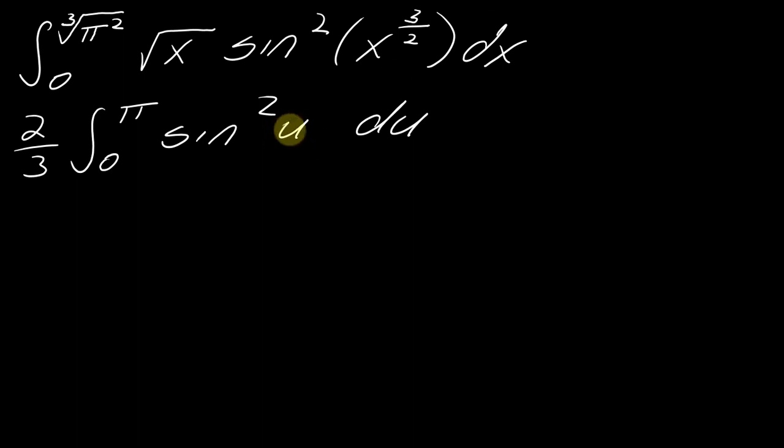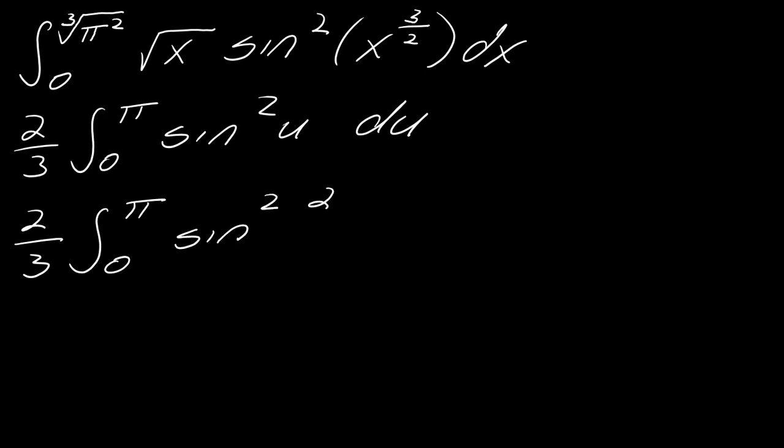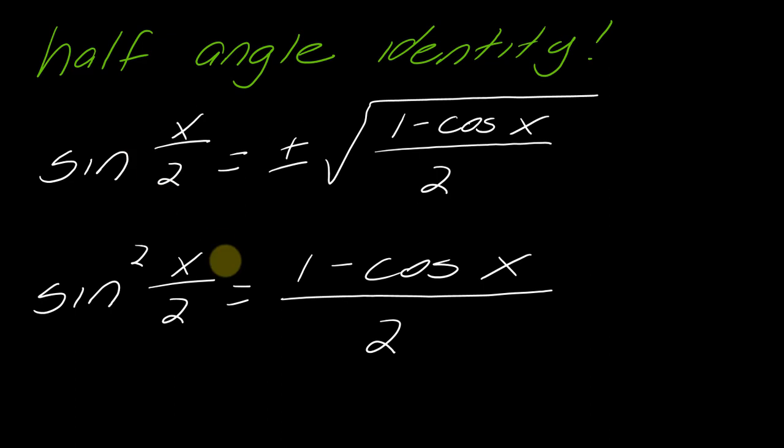So the first thing that I've got to do is just manipulate my u right here. So I want to rewrite this as 2/3, integral from 0 to pi of sine squared. I'm going to rewrite this as 2u over 2 du. Why did I do that? Because if you look at this half angle identity, that just helps me kind of think through the detail.